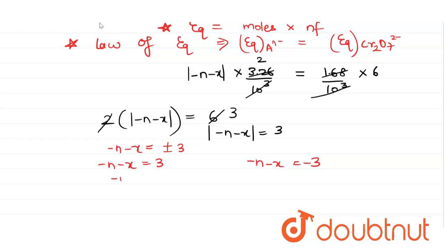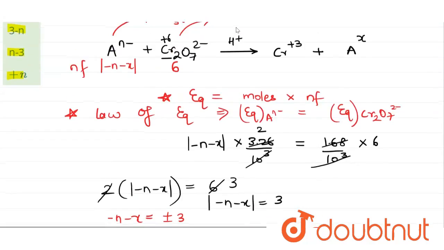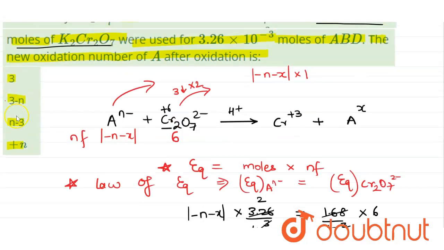So -n - 3 is equal to x, or from this we get 3 - n is equal to x. So this is the answer, 3 - n is equal to x, which is option B.